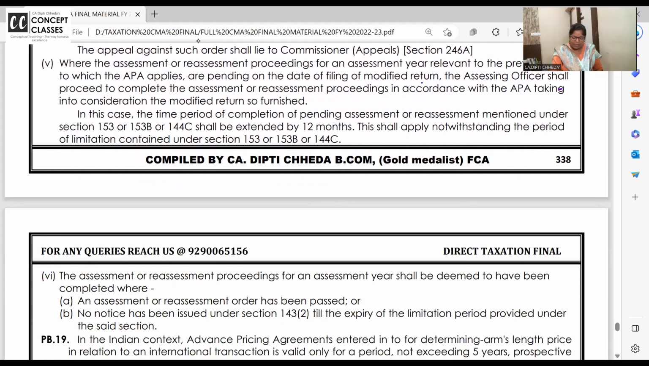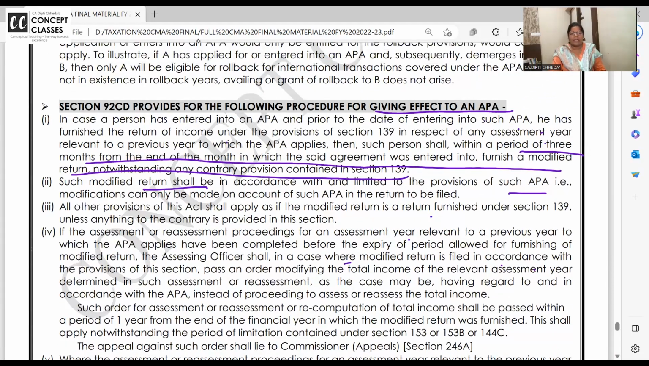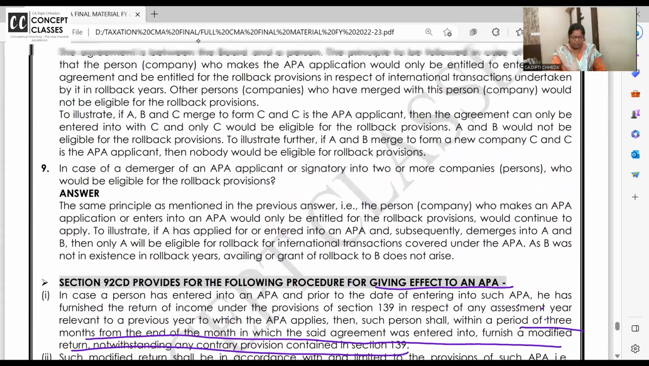Yes, they will be given a time limit, but they will complete it by filing a modified return. Assessment shall be deemed to have been completed where an assessment order has been passed or no notice has been issued till the expiry. So if you have filed a modified return and no notice comes within the time limit, it means it is effective. Clear to all of you?